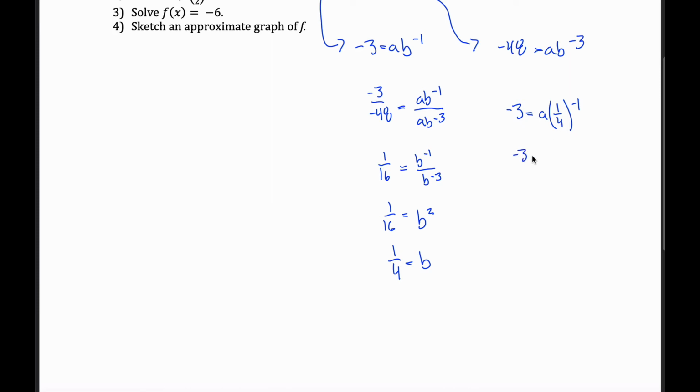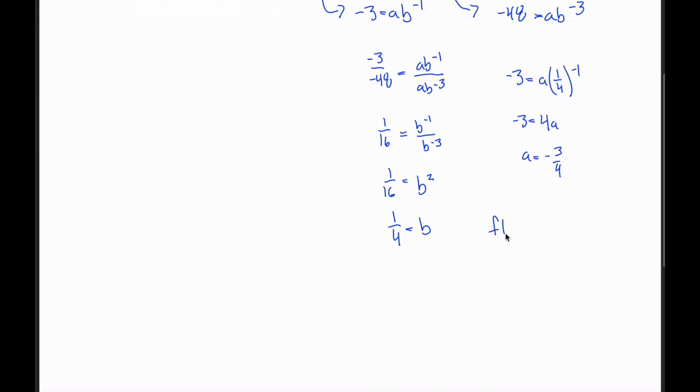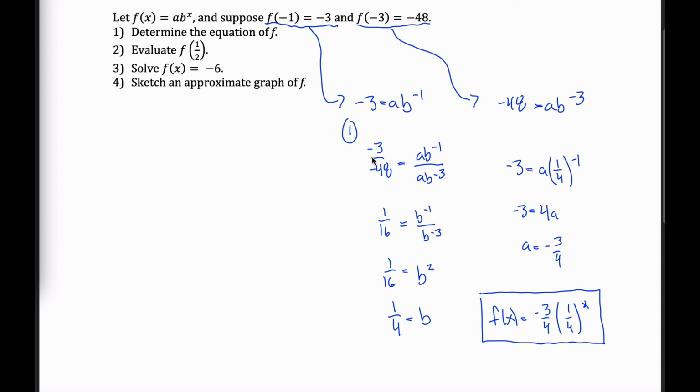And then I'll recognize that 1/4 to the -1 power is the same as 4, because raising something to the -1 power means taking its reciprocal. So I have 4 times a, and if I divide both sides of the equation by 4, I get a equals -3/4. And now that I know a and b, I have my answer to 1, I have my equation for f. I can say that f of x is equal to -3/4 times 1/4 raised up to the x power. And now that I have 1 done, 2 and 3 won't be too bad.